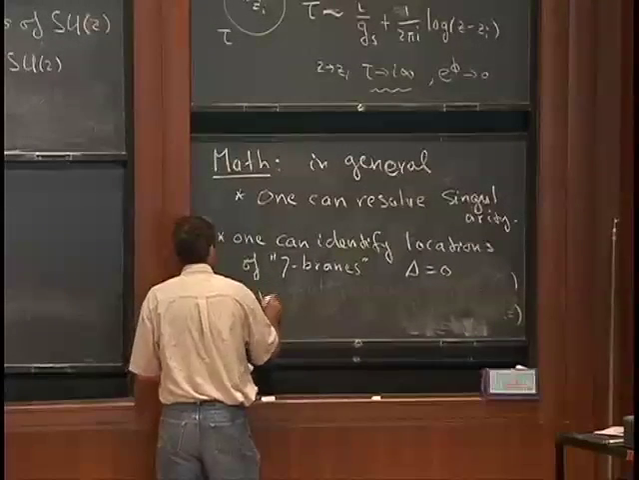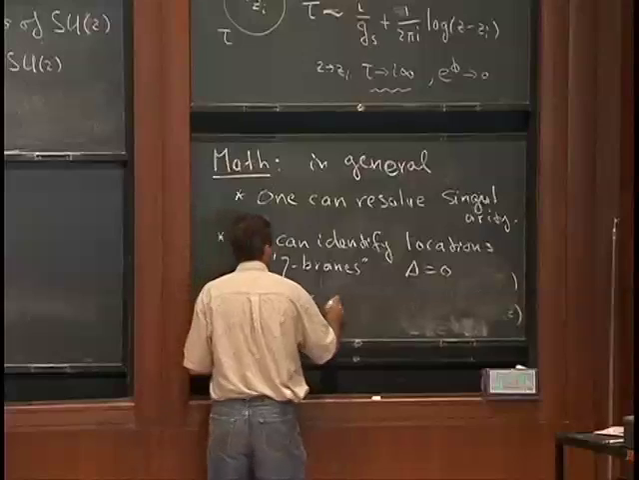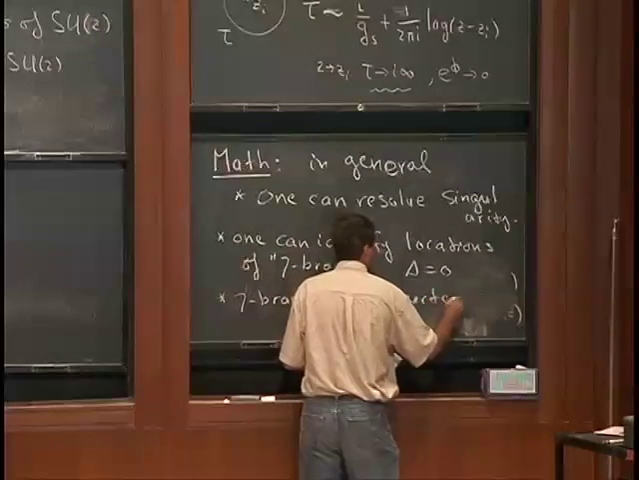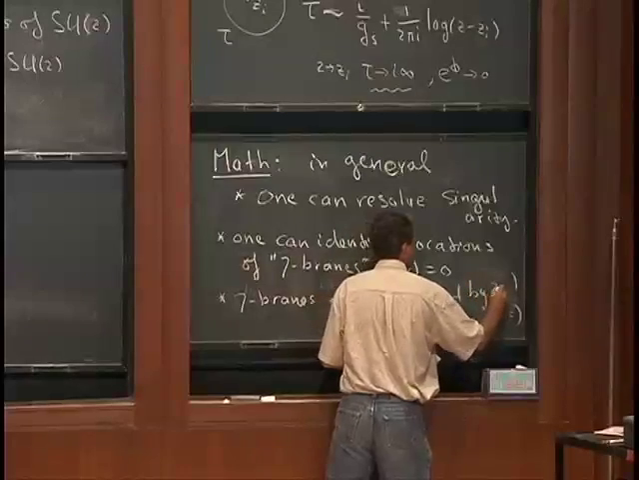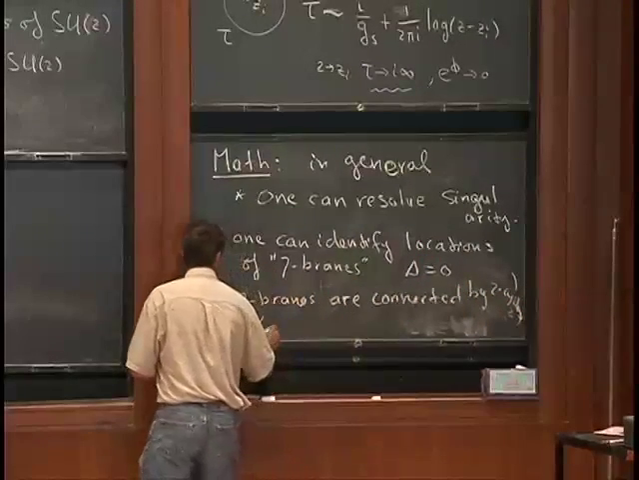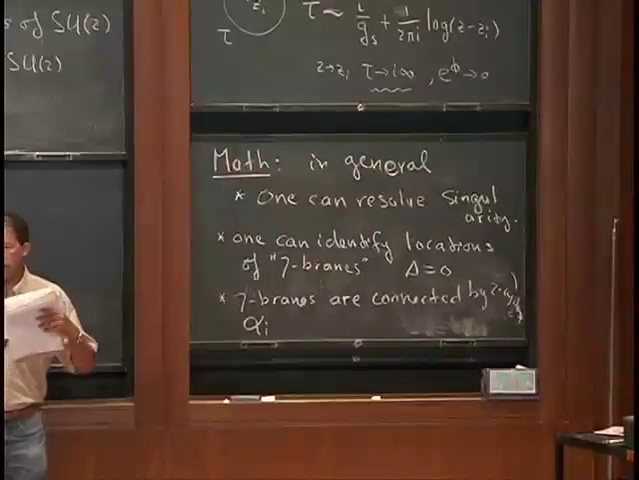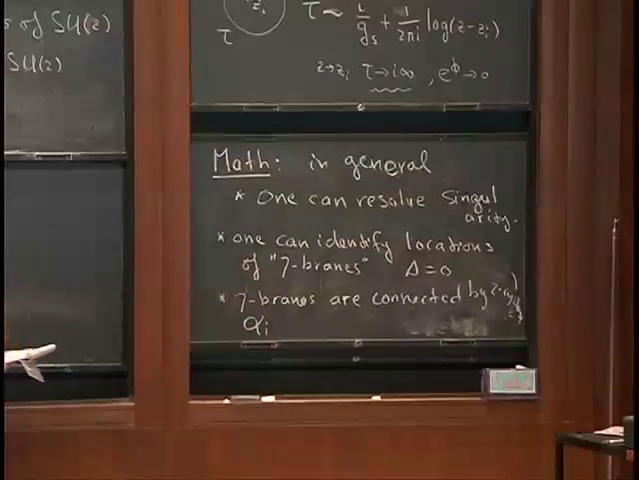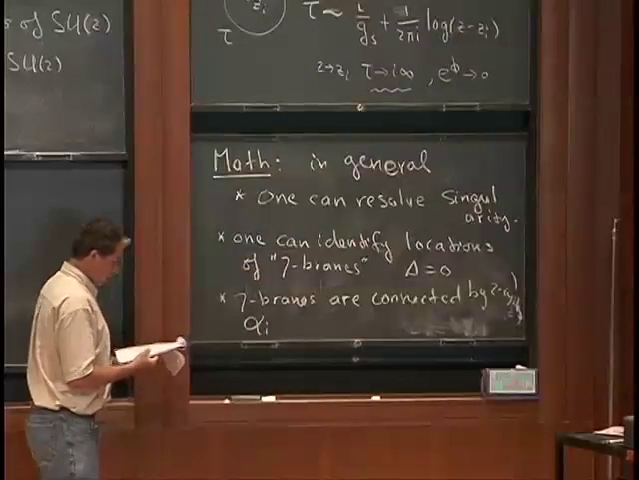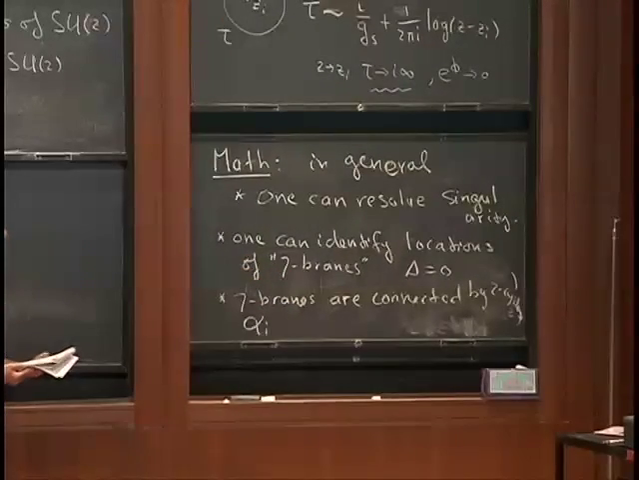The 7 branes are connected by 2-cycles. Let me call them alpha_i. And what I mean by connected, I'll be a little bit more specific about that in a second, and also be a bit more specific about what these 7 branes are. This goes back to this discussion of the (p,q) 7 branes.